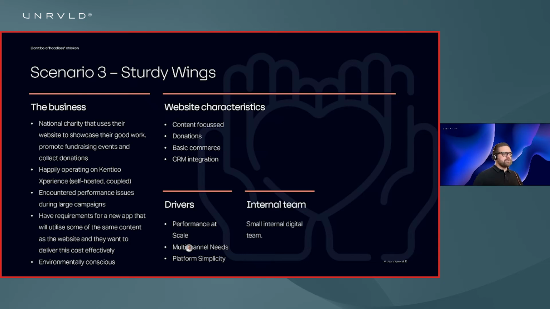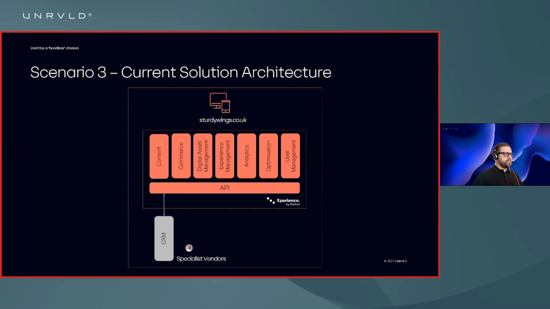So their internal team is small. They don't have the capacity for learning lots of other systems. And their development budget, again, is more modest, so they're probably spending a couple of $100,000 a year on their digital estate. So yeah, this is how it looks, similar to the other one, just an all-in-one, but on Kentico this time, and they've got a CRM plugged in.